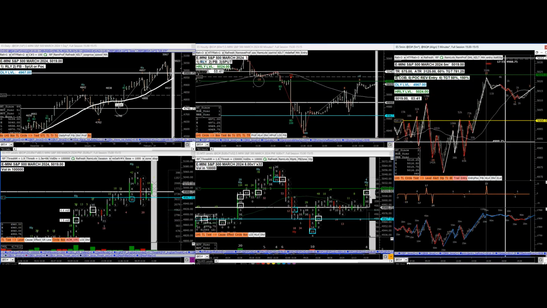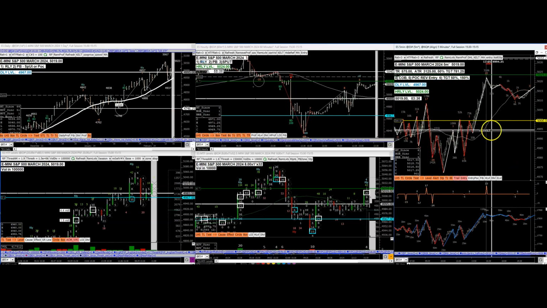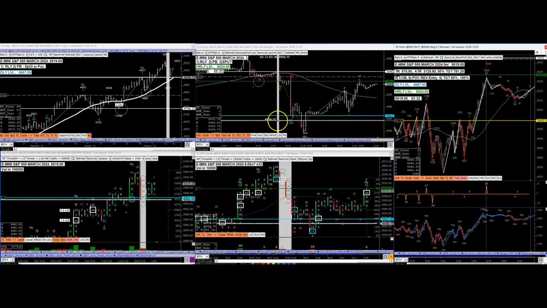But again, forget the lower time frames. Using them for structure just doesn't make sense. Use them for entry, the higher time frame for structure and location.